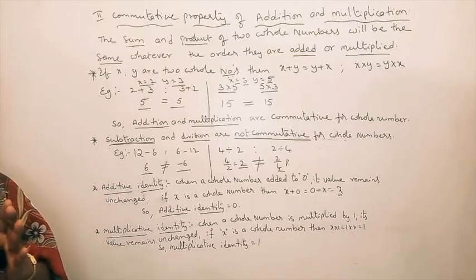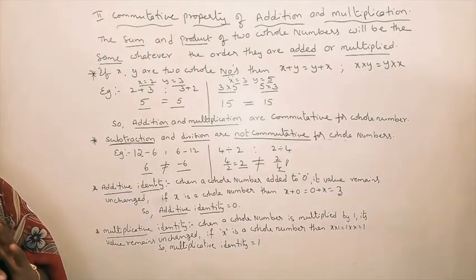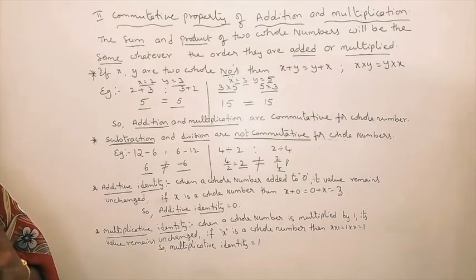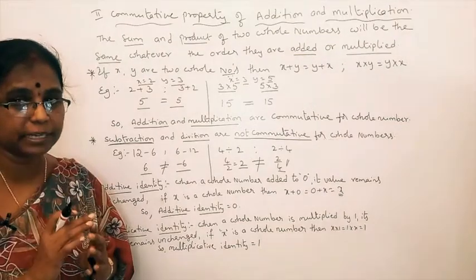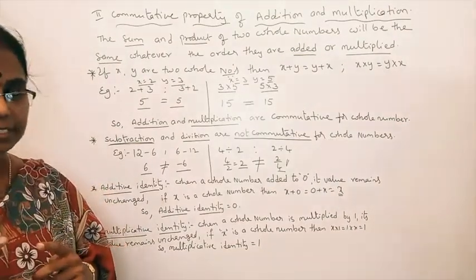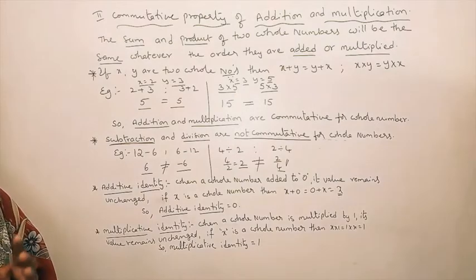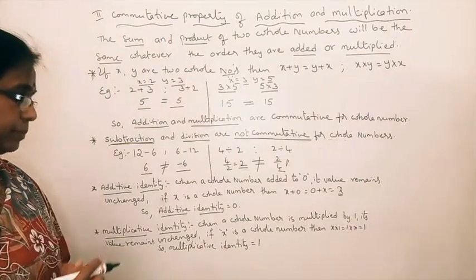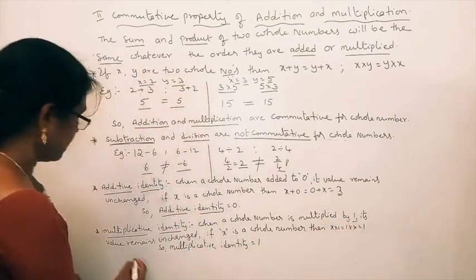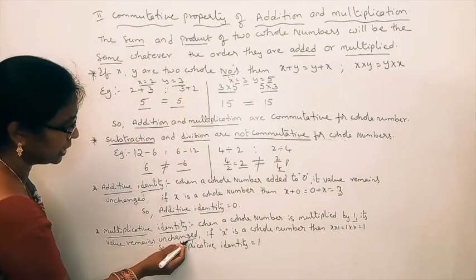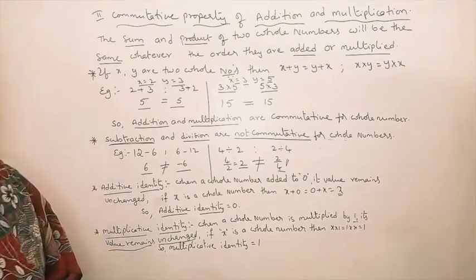Next, multiplicative identity. When you multiply a whole number by a certain number and that number does not lose its identity, with which number do you multiply so that it does not change? With 1 only. 1 five is 5, 1 six is 6, 1 hundred is 100. That means when you multiply by 1, its value remains unchanged. It never loses its identity.